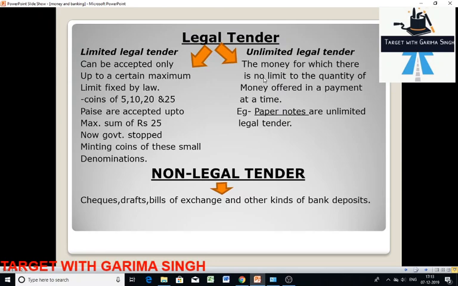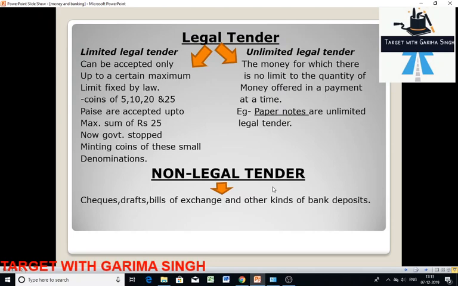is the money for which there is no limit to the quantity of money offered in a payment at a time. For example, in India, paper notes are unlimited legal tender because all currency notes can be issued to settle payment of unlimited value. Remember, currency notes of the denomination of rupees 2 and above are issued by RBI, whereas 1 rupee notes and coins are issued by the Government of India.